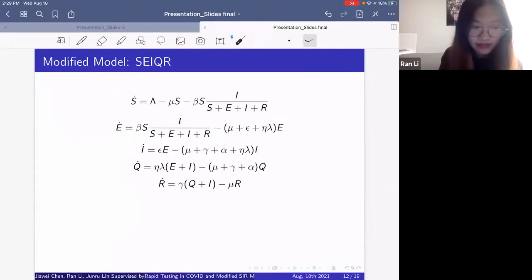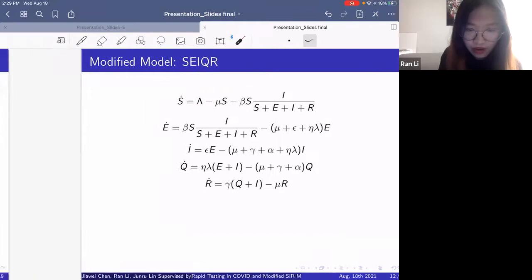Now let's take a look at our differential equations. Maybe it seems a little bit complicated at first glance, but actually it's not too much different from the SEIR model that I showed you before. This is the arrow from R to S.